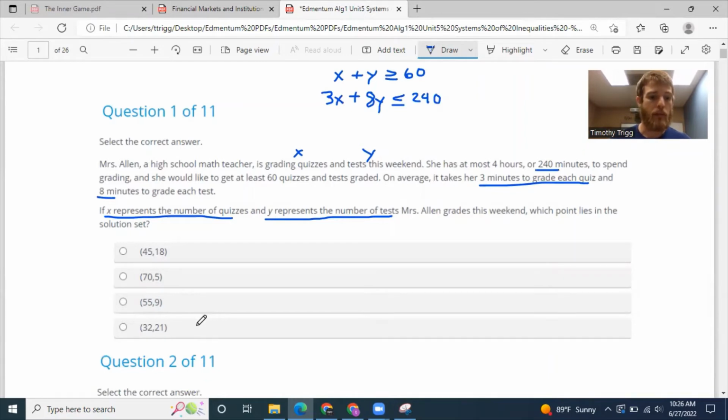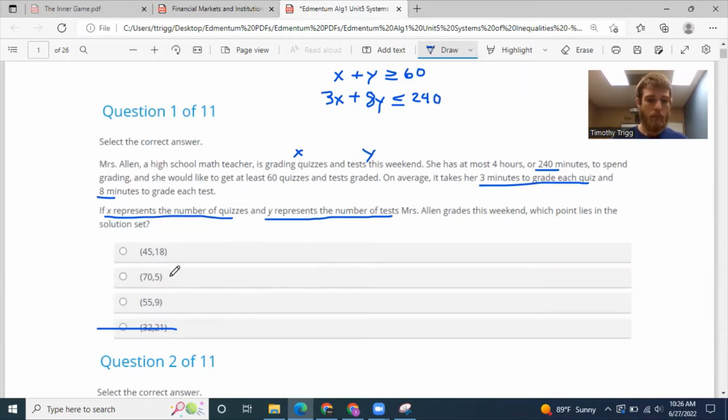Now, a couple things pop out to me. I could automatically cancel out this last one, 32, 21. I know that those will not add up to be greater than or equal to 60. So I need my solution set to be greater than or equal to 60, and all these other ones will add up to be greater than or equal to 60.